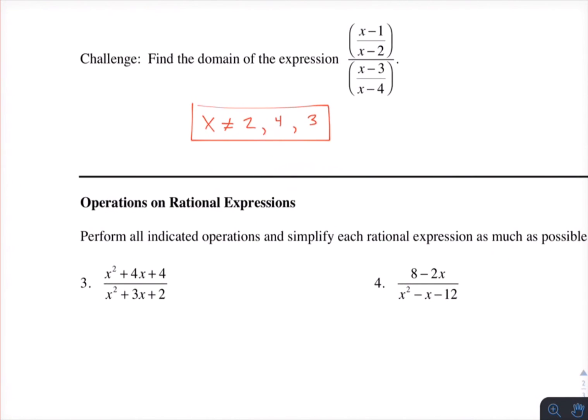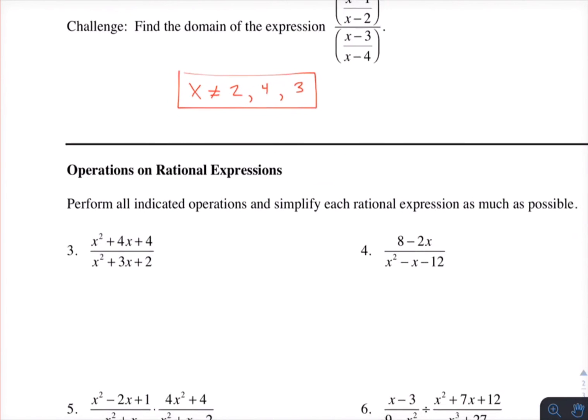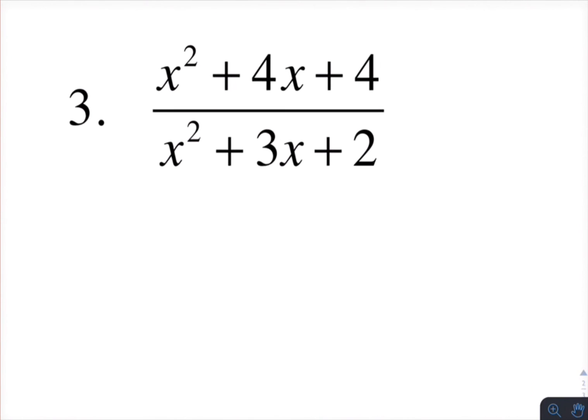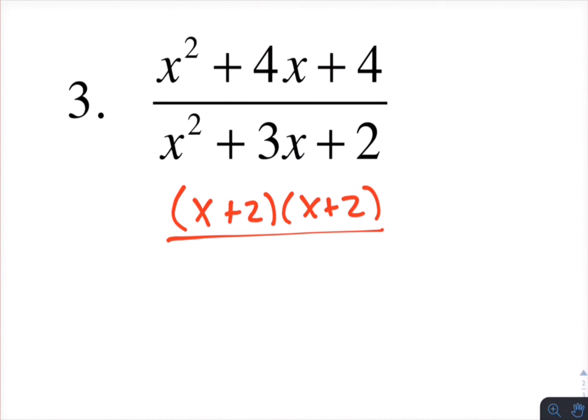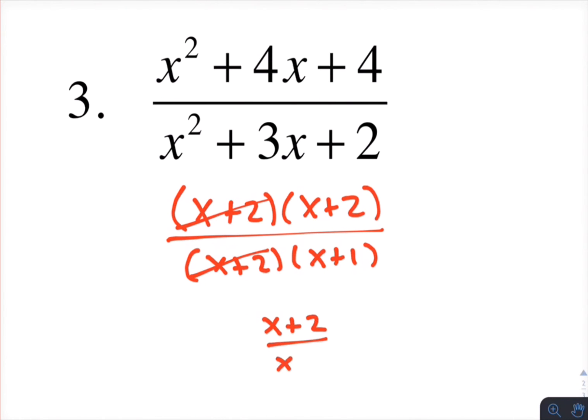Now let's get into some operations, right? So we're going to perform the operation and simplify. In this case, it's sort of dividing two polynomials, so this is a rational expression, and the only thing we can do is simplify it. So what we're going to do is factor the top, factor the bottom, and cancel any common factors. So x plus 2 over x plus 1 is the simplified version.